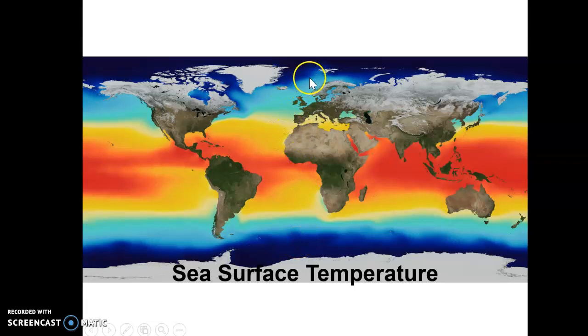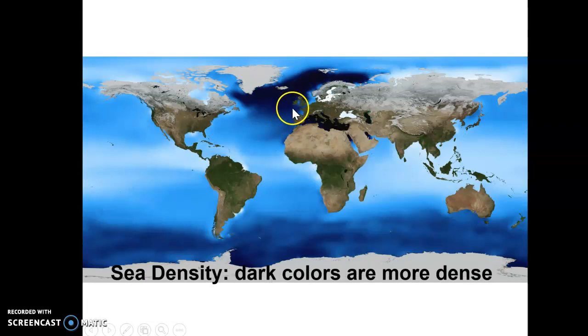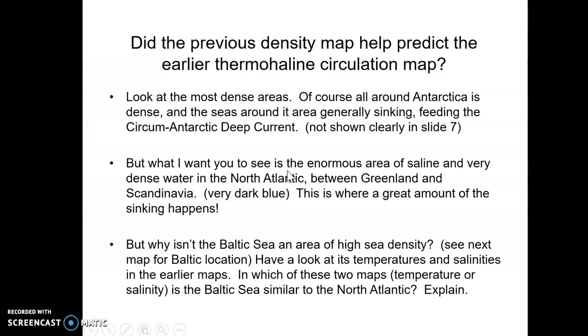But up here, on the other hand, we get pretty cold, but also saline, and salinity is really the story there. So this is an area of such density, this is the density map again, an enormous region of sinking water, very much so, driving the thermohaline circulation.